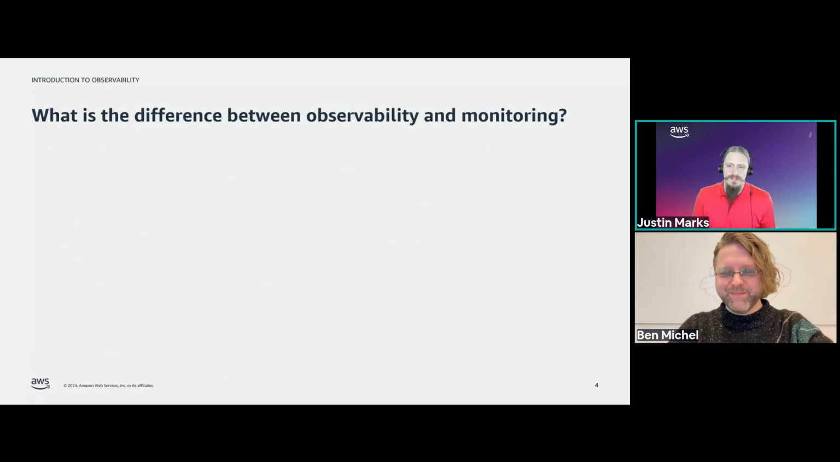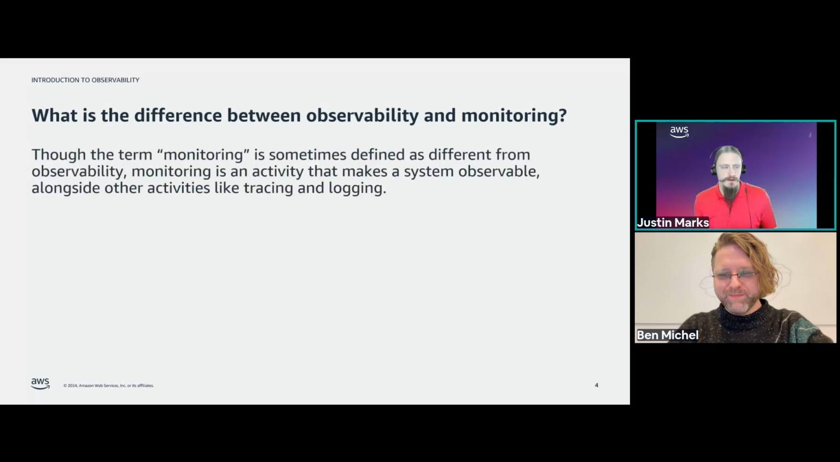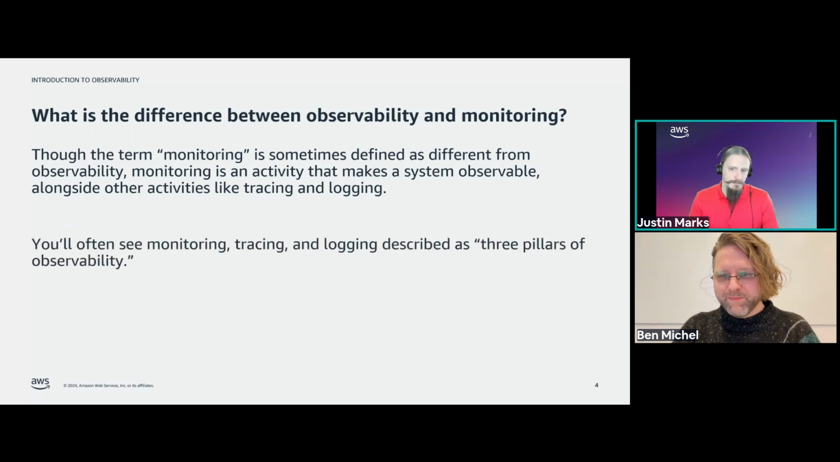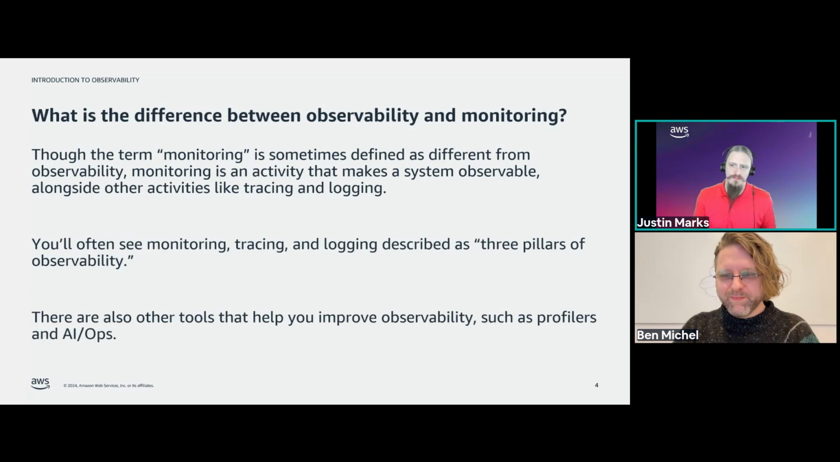One of the most common questions we get asked is, what's the difference between observability and monitoring? Monitoring is considered a subset of observability as a space. You'll often see monitoring, tracing, and logging described as the three pillars of observability. And there are other tools that help you achieve better observability, such as profilers or AIOps tools to help you look for anomalies and deviations. So observability is a little bit more broad.